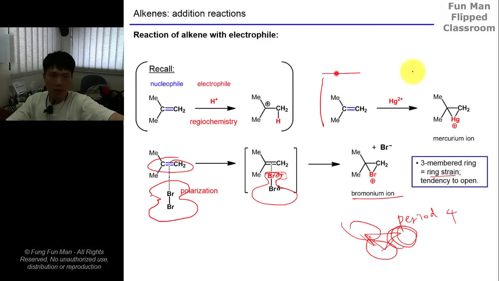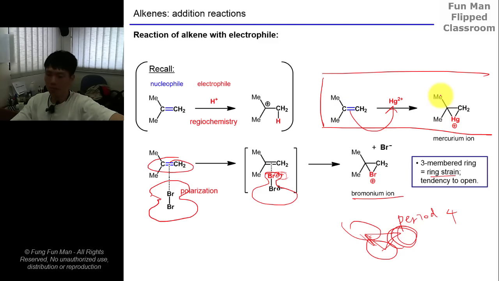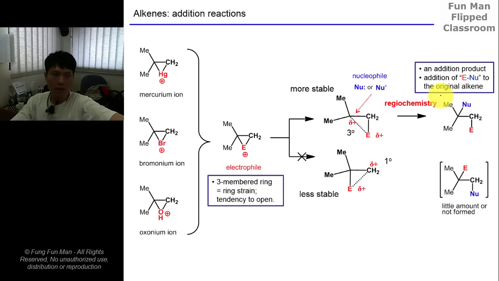For this case here, our electrophile is a mercury 2+ ion. It undergoes similar attack with the alkene and forms a 3-member ring. Let's do a comparison of the 3-member rings: mercurinium ion, bromonium ion, oxonium ion. All these are very similar. We can use an E+ to represent these, because it is electrophilic.